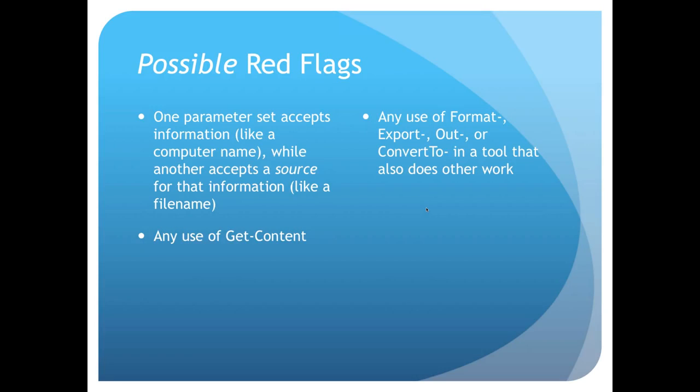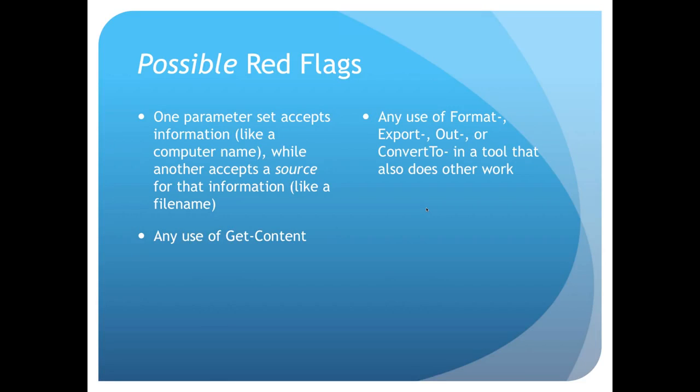Now, there are some possible red flags. These are not a hardcore list of things you must never do. These are things that when I see them, make me want to dig in just a little bit more, learn a little bit more about what's happening, and see if maybe it's taken the right approach. One red flag: if there's a parameter set that accepts information, such as a computer name, and in the same function, another parameter set accepts a source of information, in other words, a file name or a database connection string, that's a possible red flag.